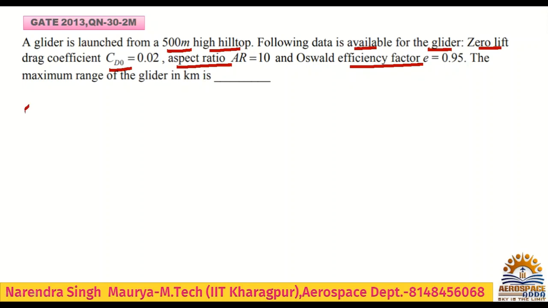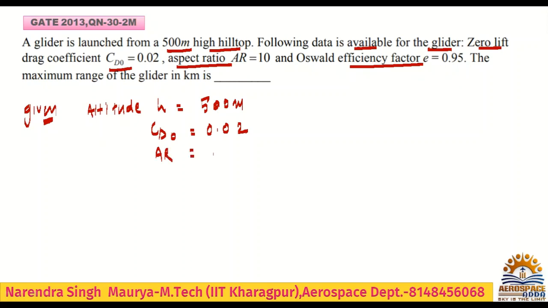So first we'll write the given data. Altitude is given from where that glider is going to launch, which is nothing but h, 500 meter. Zero lift drag coefficient CD naught is 0.02. Aspect ratio AR is 10. Oswald efficiency small e is 0.95.